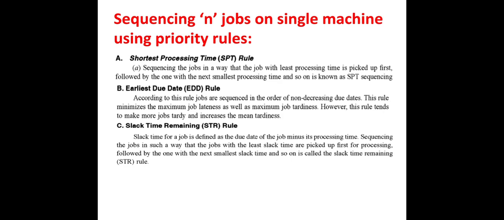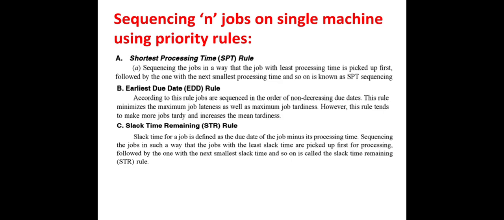So, the shortest processing time rule, that is the SPT rule, is sequencing of the jobs in a way that the job with the least processing time is picked up first, followed by the one with the next smallest processing time, and so on. This is known as SPT sequencing. That is, dear friends, the job which has the least processing time is assigned first, and the next least is sequenced next, and it continues.